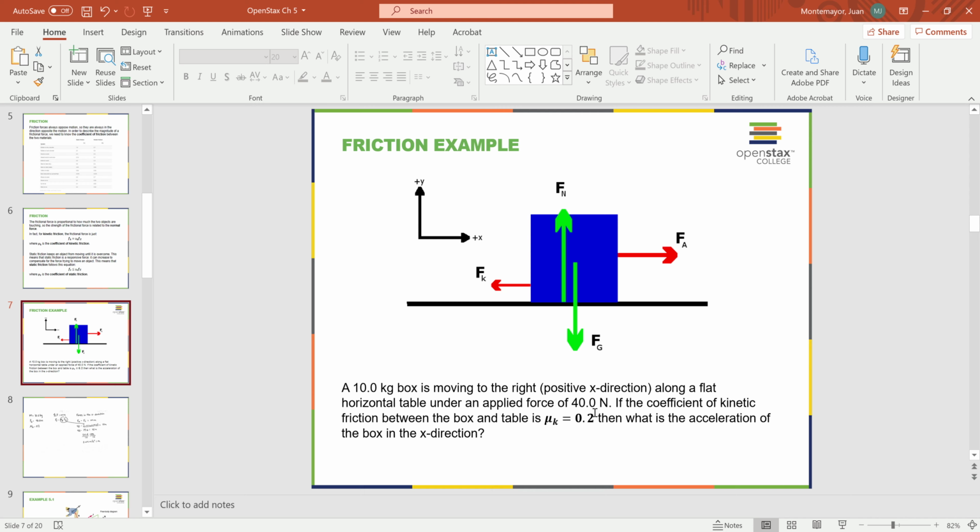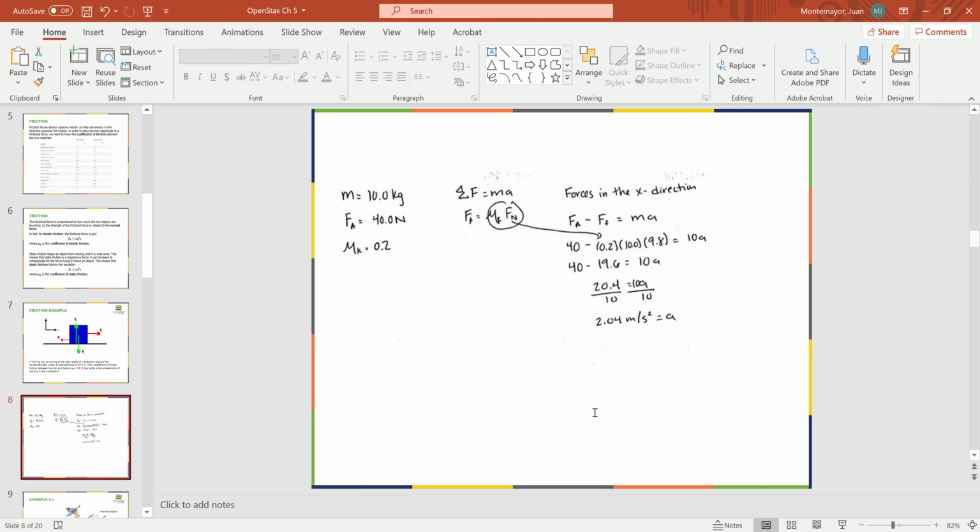If there wasn't a friction, if it said that friction was negligible, then yes, I would do 40 equals 10a divided by 10. So my acceleration would be 4 meters per second squared. But since there is friction, I have to make sure I incorporate that in there. So I have to make sure that this friction goes in here, but I also have to see that it's minus because it's opposing it. It's a negative friction.